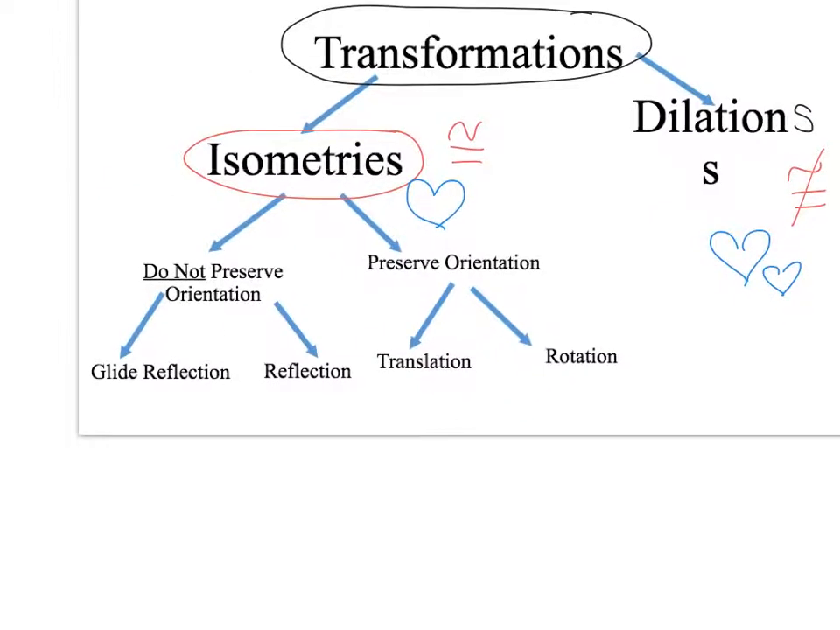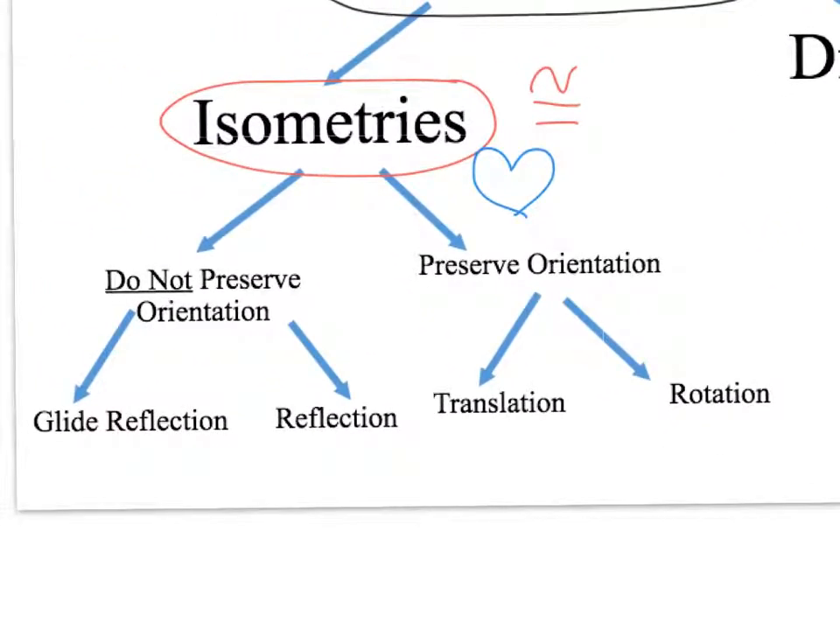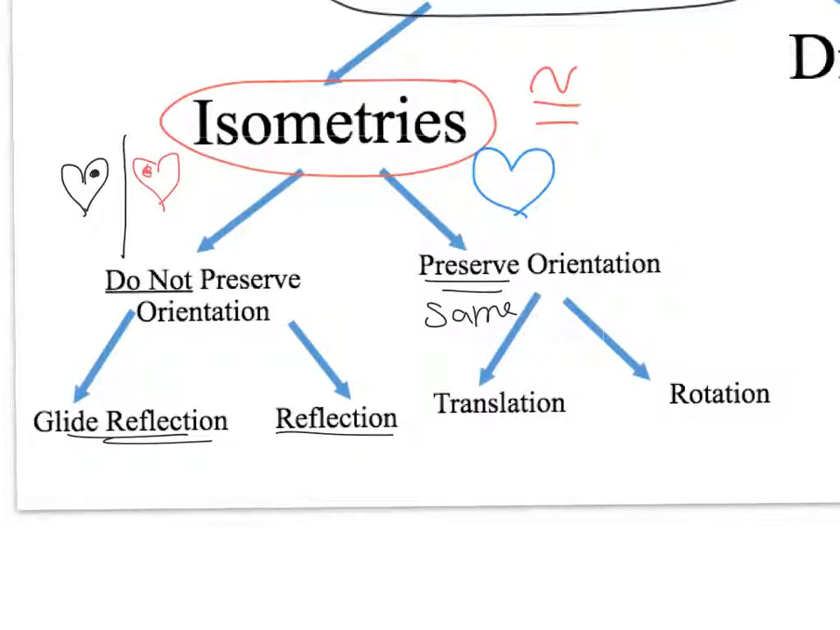So there are isometries that preserve orientation. Preserve means it stays the same. And then there are isometries that do not preserve orientation. Reflections and glide reflections are the ones where the orientation is not the same. What I mean by orientation is if you have a heart and the dot on the heart is on the right hand side and you reflect it, the heart's going to be over here, but now the dot's going to be on the left hand side. So that's what it means when the orientation is not preserved.